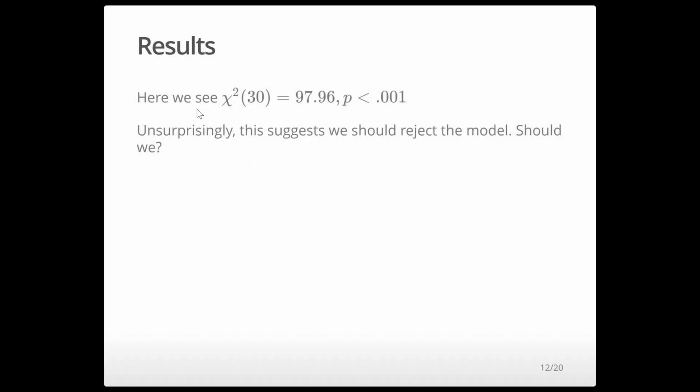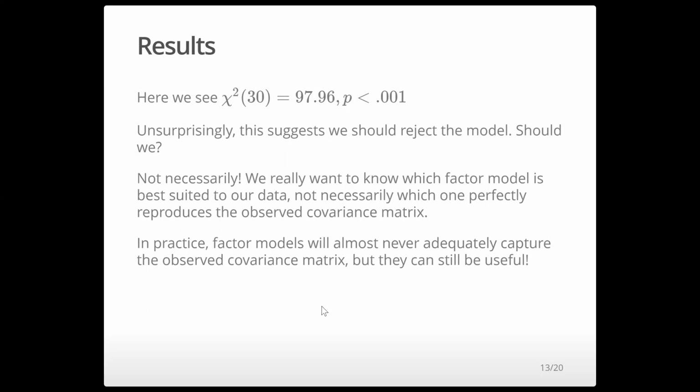Here we see chi-square 30 is big, p less than 0.01. This suggests we should reject the model, but of course we really shouldn't. What we really want to know is which factor model is best suited to our data, not necessarily which one perfectly reproduces the observed covariance matrix. This p-value is almost always going to imply you reject the null hypothesis, so it's really hard to interpret it directly.